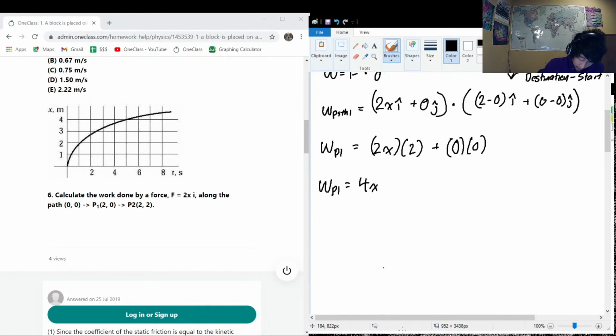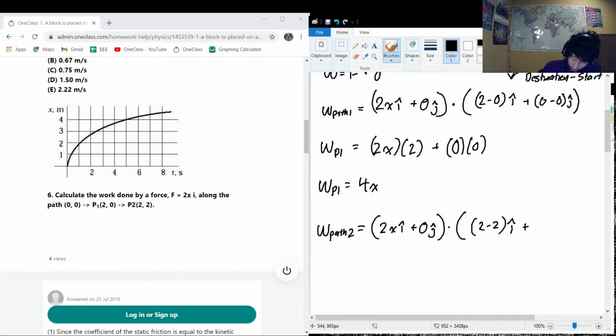The second thing that we need to do is the work done on path 2. And we know that it's going to be a similar dot product, but we have a different distance vector. So we have 2x i, the same force, right? The force is going to be constant throughout this whole situation, plus 0j. And we dot product that with, now our starting point is 2, 2. So it's going to be 2 minus 2 in the i direction.